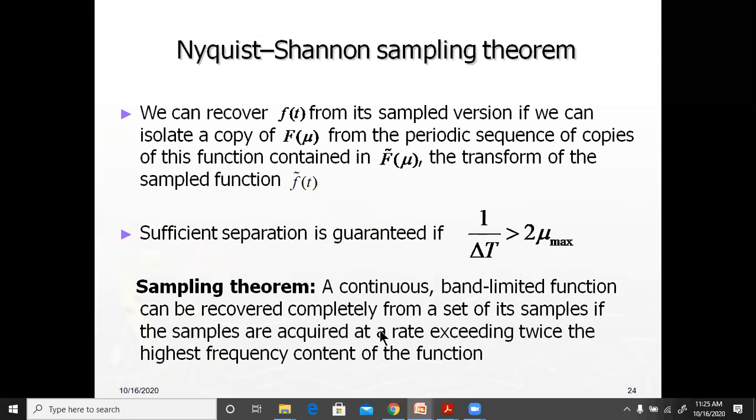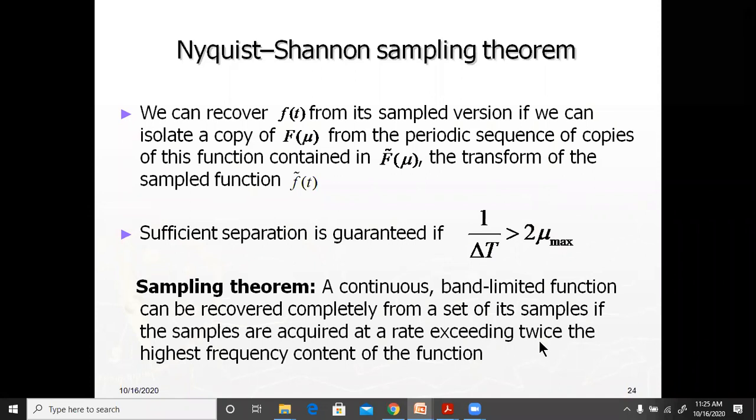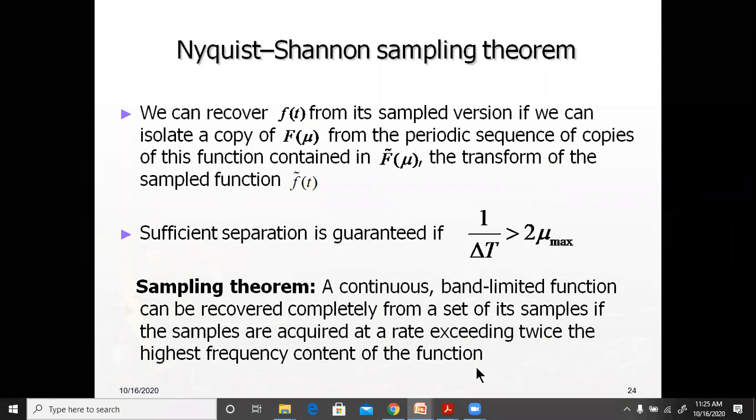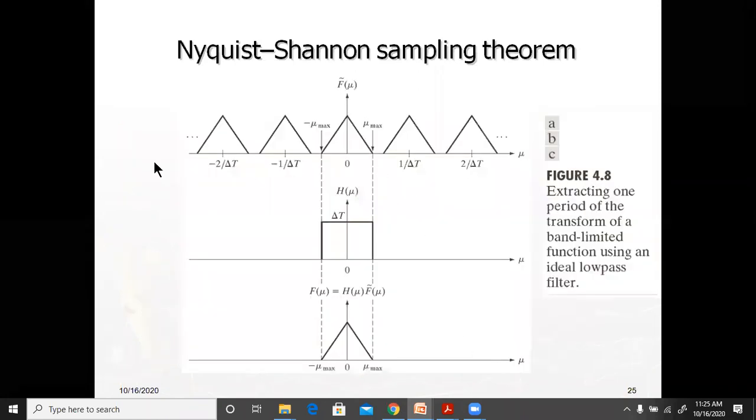A continuous band limited function can be recovered completely from a set of its samples if the samples are acquired at a rate exceeding twice the highest frequency content of the function. If this quantity is greater than twice the highest frequency component in the function, then we can recover it very easily. And that's what is shown over here.